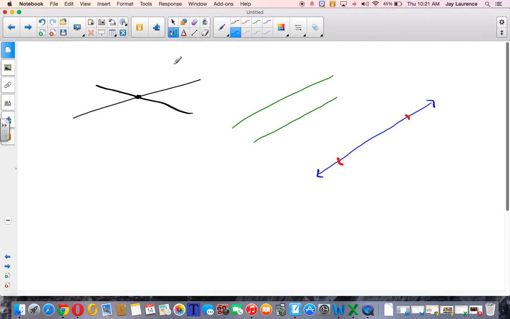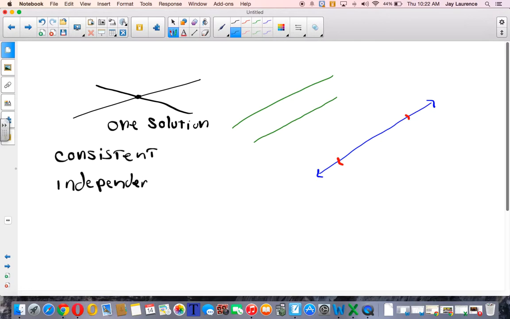Okay, when here there's one solution, right? And since there is a solution, we call this a consistent system. Consistent. Okay, because there is a solution, it's consistent. All right, and we also say that it's independent, meaning the two equations are independent of each other. They're free of each other. They don't have anything in common except that they cross at that one point.